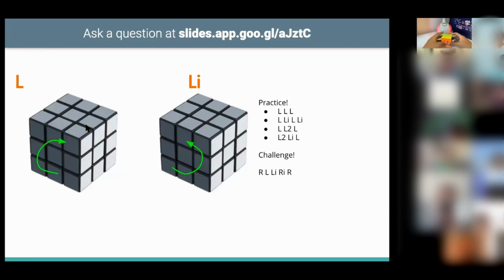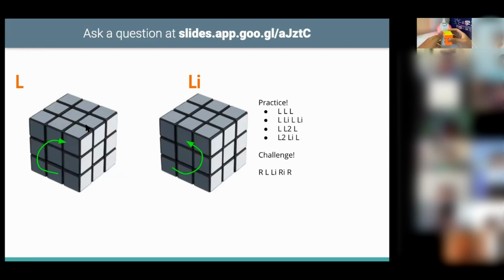In addition, we have L, which is short for left, so that would be the left slice, the complete opposite of the R, which is over here. L clockwise would be like this, coming towards you because it's turning in the way of the clock. And L prime, with an I after, means that you're going to be turning it counterclockwise like this, away from you.